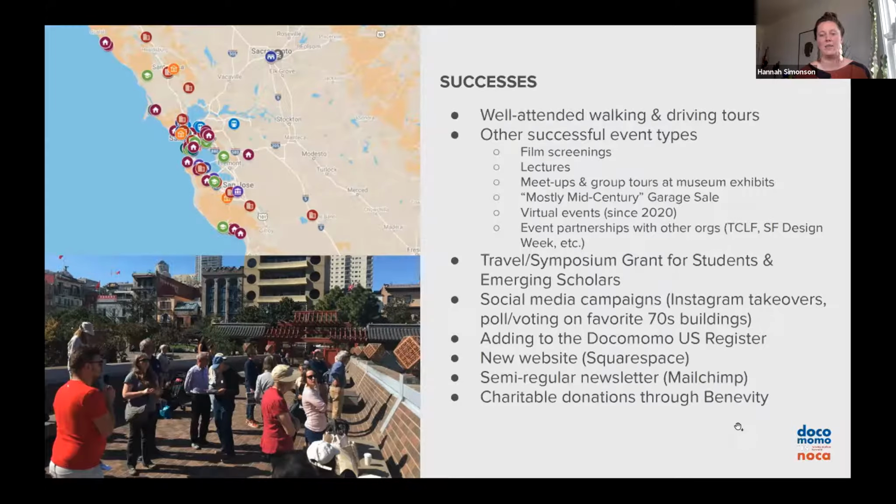Another program that we started a few years ago was a travel grant for students and emerging scholars to be able to attend the National Symposium. It can be a steep cost for students to travel and pay for registration and stuff.